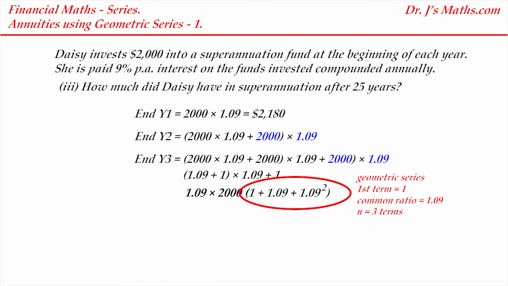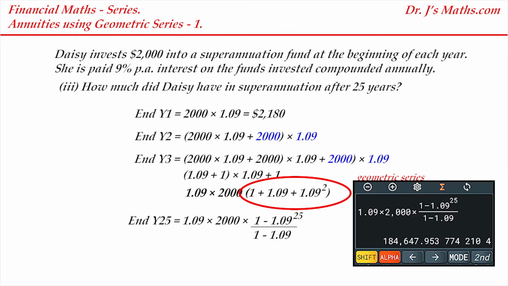So I now need to generalise that. If I'm looking at the end of 25 years, I'm going to have 25 terms. So I'll write my geometric sum down as 1.09 times 2,000, which were the numbers outside the geometric series, and then it's 1 minus 1.09 to the 25th over 1 minus 1.09. All of that goes into my calculator, at one time, not bit by bit, and my answer is $184,647.95. Well done to Daisy as well.